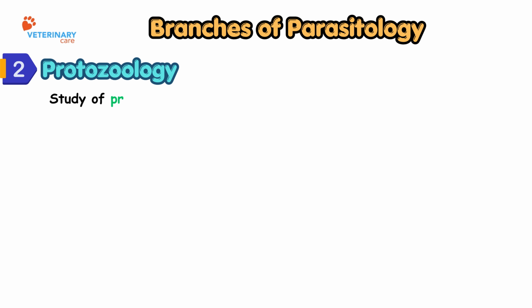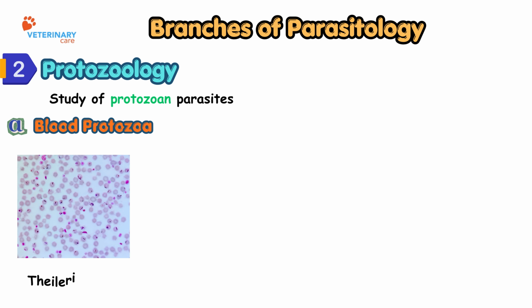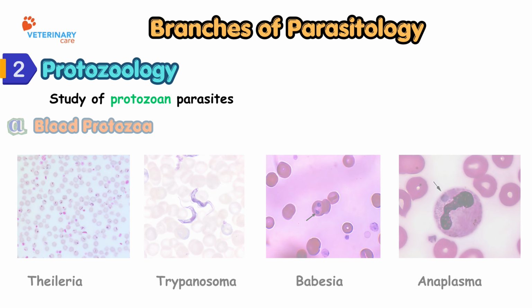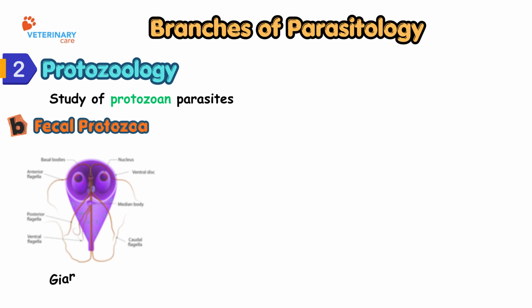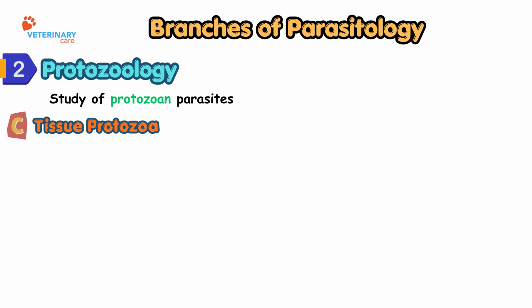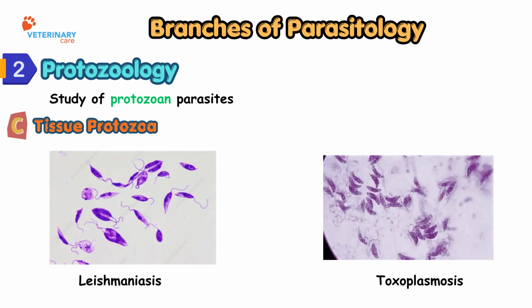Protozoology is the study of protozoan parasites. Protozoa are commonly divided into three important groups. The first group is blood protozoa. Examples include Thyleria, Trypanosoma, Babesia, and Anaplasma. The second group is fecal protozoa. Examples include Giardia, Entamoeba, and Coccidia. The third group is tissue protozoa. Examples include Leishmaniasis and toxoplasmosis.